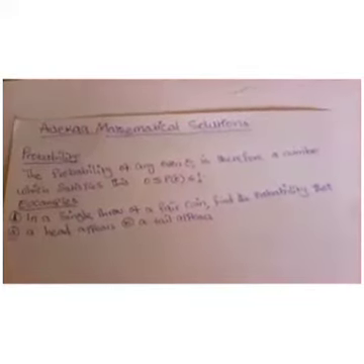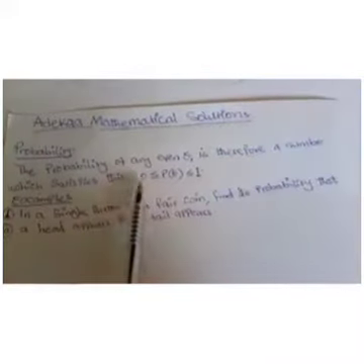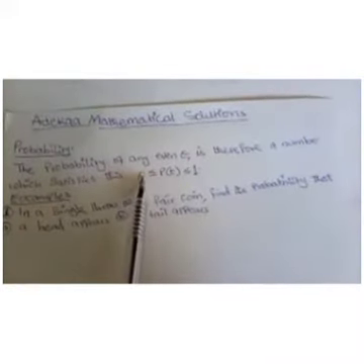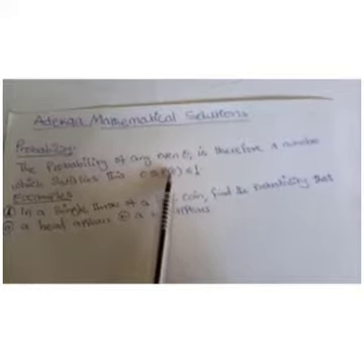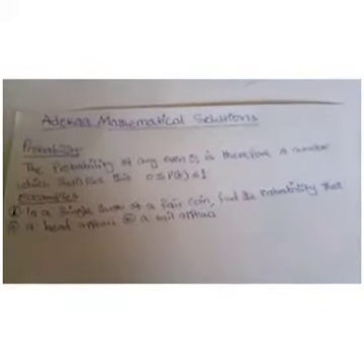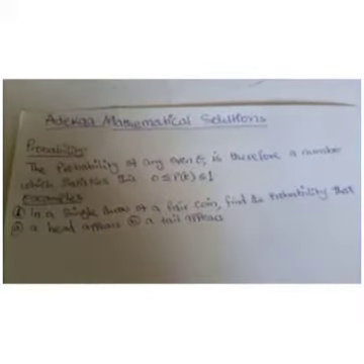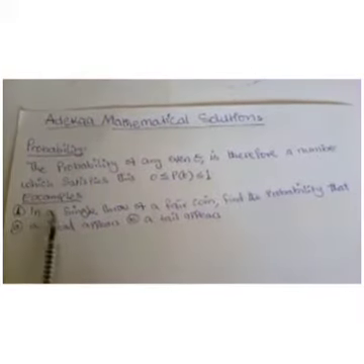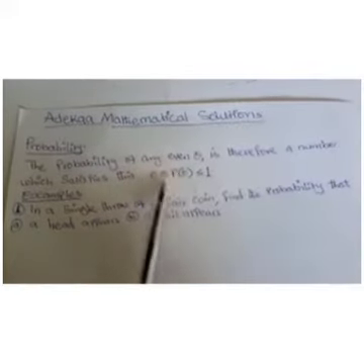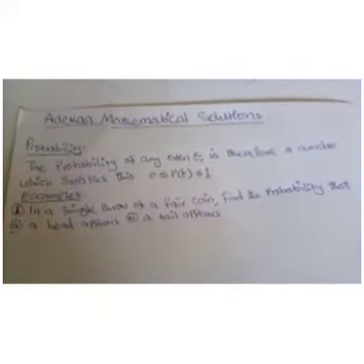Today we'll be dealing with probability, and I said the probability of an event E is therefore a number which satisfies this. That is 0 is less than or equal to the probability of that event, less than or equal to 1. That means the probability of that event lies between 0 and 1. So without taking much of your time, I'll move straight to the examples to explain this.